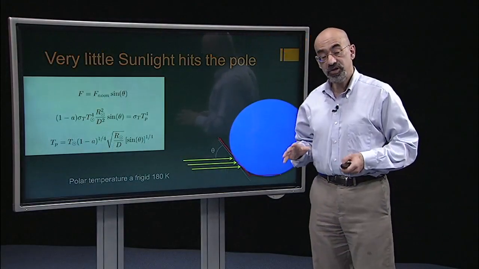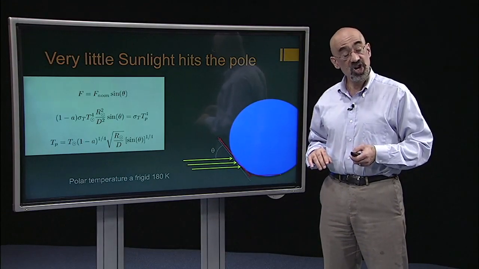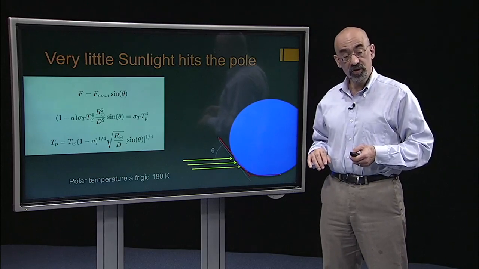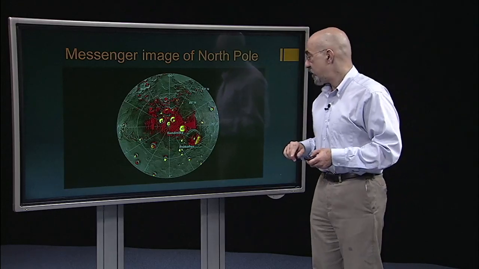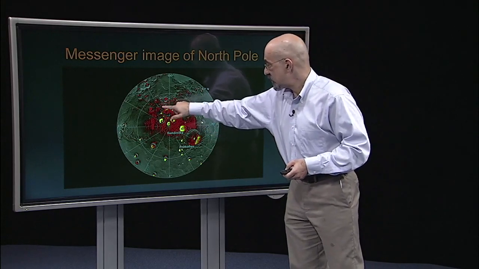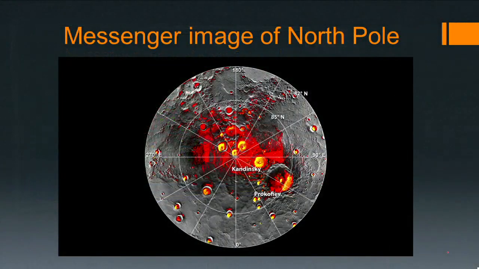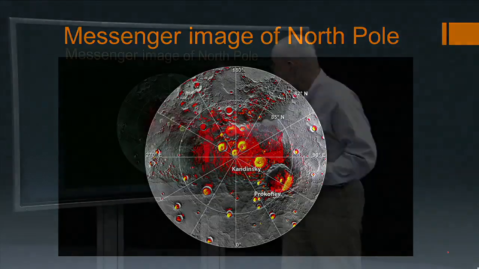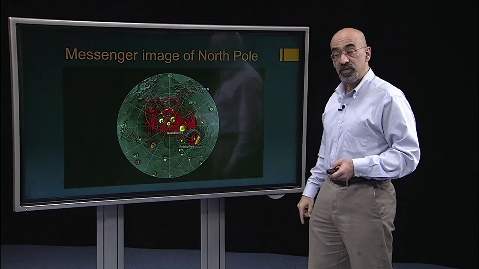As a result, the temperatures of the poles are quite low, and a reasonable estimate of the polar temperature is about 180 degrees Kelvin, far below the freezing temperature of water. And in fact, this is an image from MESSENGER of Mercury, and what's shown in red are regions that contain significant amounts of ice. And you can see the entire pole, here's the North Polar region of Mercury, is covered with ice. There's about 10 to the 15 grams of ice at the pole of Mercury. One of the surprises we found when we got there.